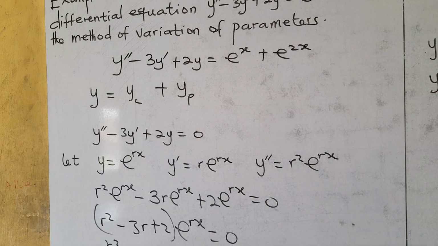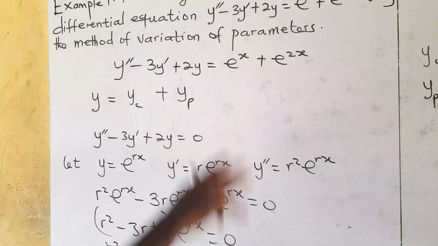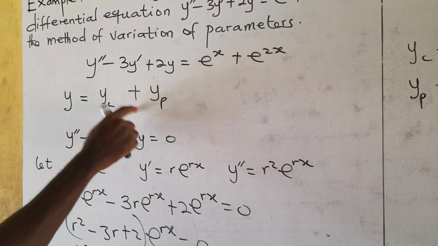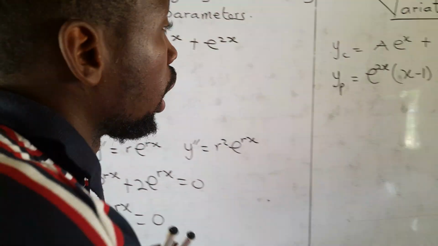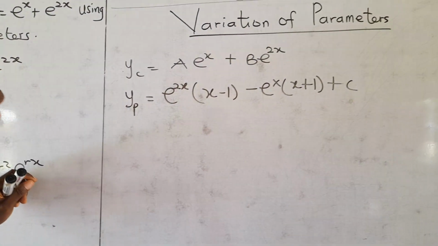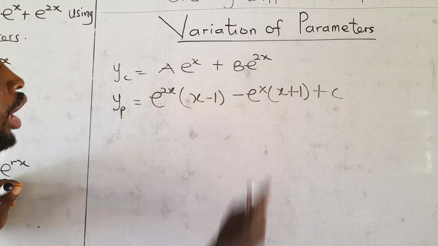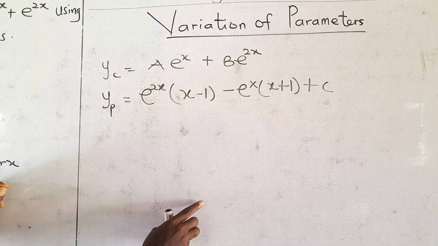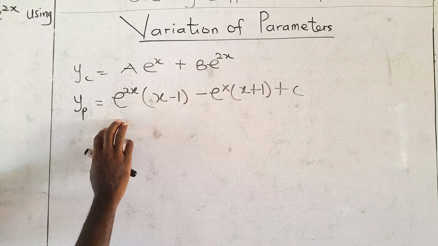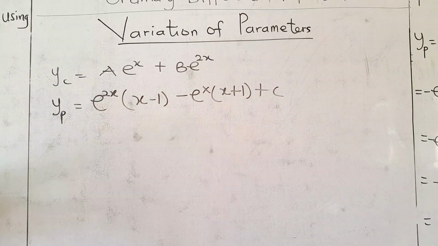So remember we said that the solution to our non-homogeneous higher order ordinary differential equation will be y of c plus y of p. And we said that y of c is the general solution to the homogeneous side. And when we solve, we had this. And we said that y of p is the solution to the non-homogeneous side. And when we use variation of parameters, we have this.